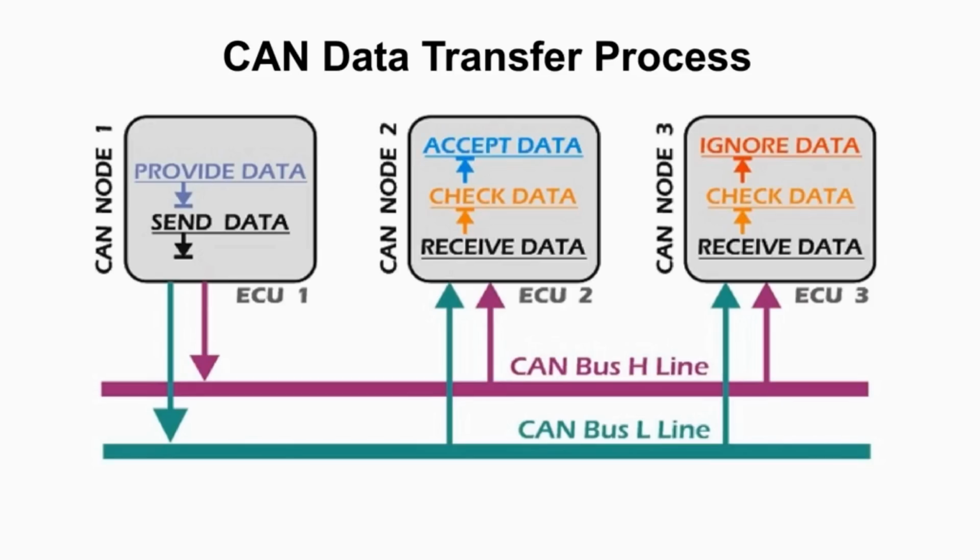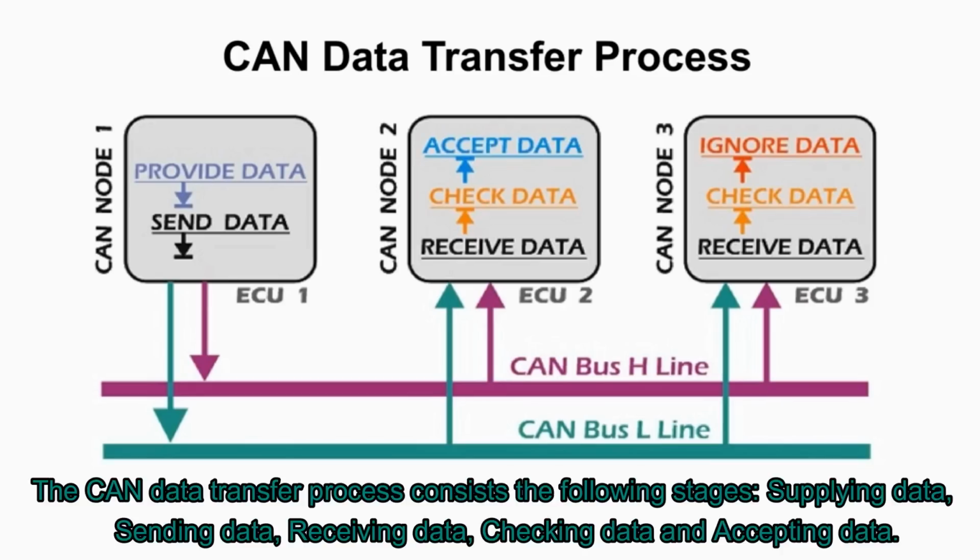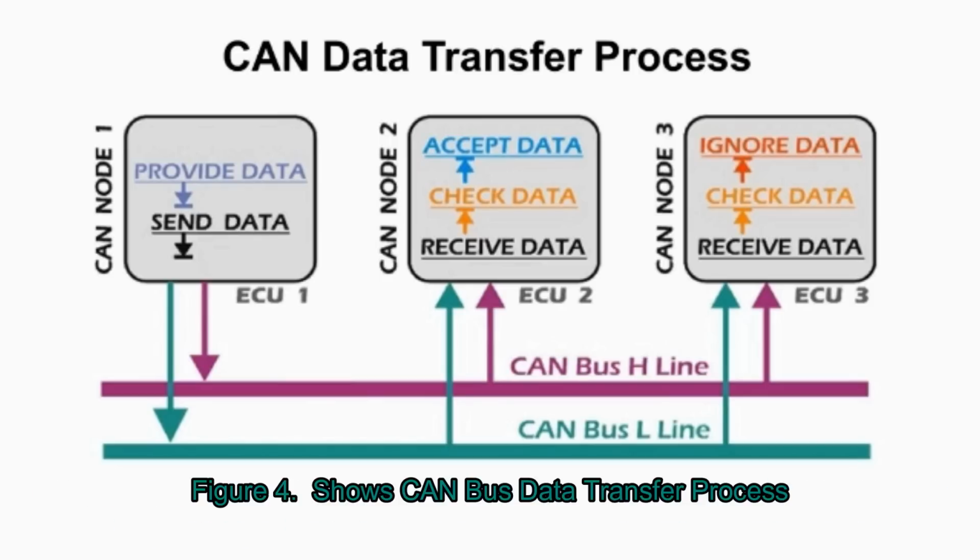CAN data transfer process. The CAN data transfer process consists of the following stages: supplying data, sending data, receiving data, checking data and accepting data. Figure 4 shows CAN bus data transfer process.